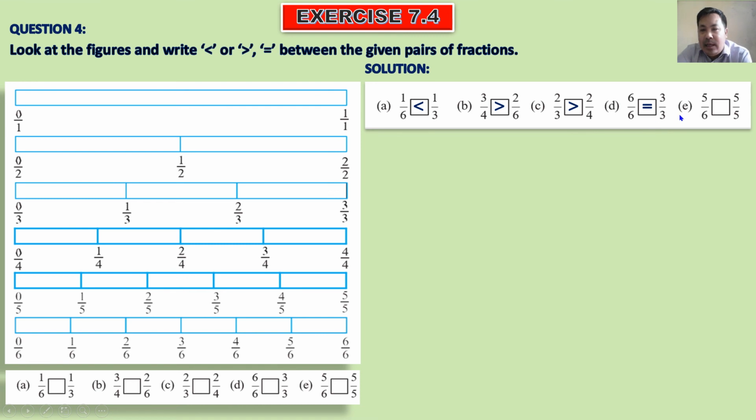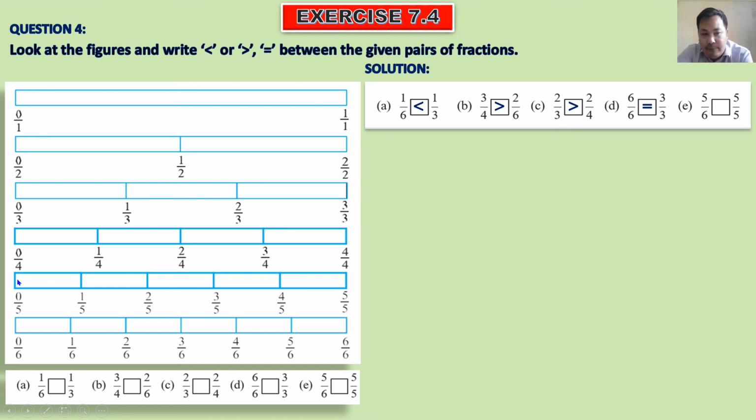Yes. The last one is E. So in E we have 5 by 6 and 5 by 5. Let us see which one is greater. We have the same numerator, and we are going to compare the denominator, but the denominator is different. So when the denominators are different, 5 by 5 may be greater or may not be greater, but let us see the diagram. By seeing the diagram we can find out which one is greater or smaller, isn't it?